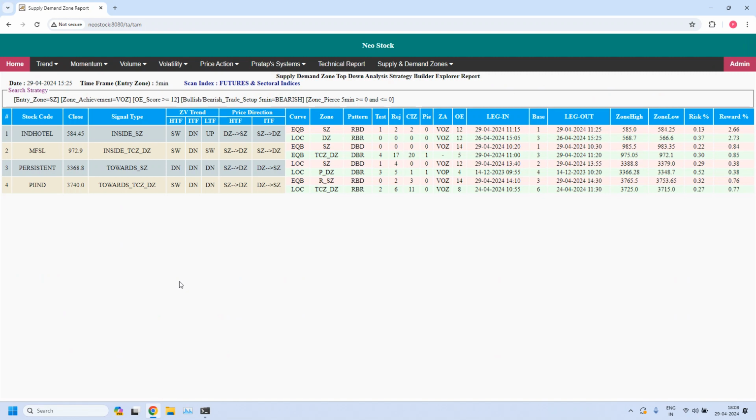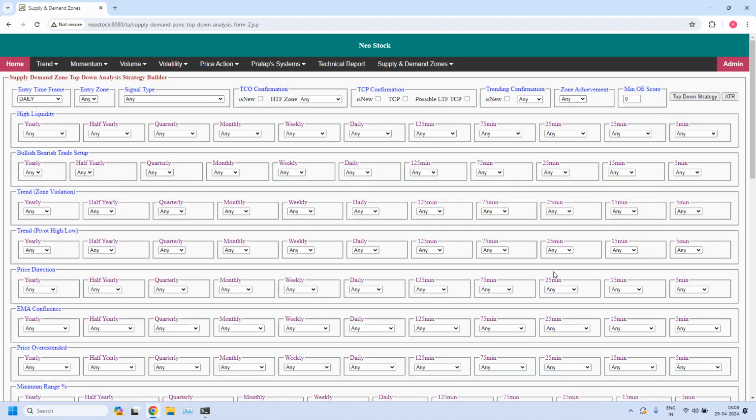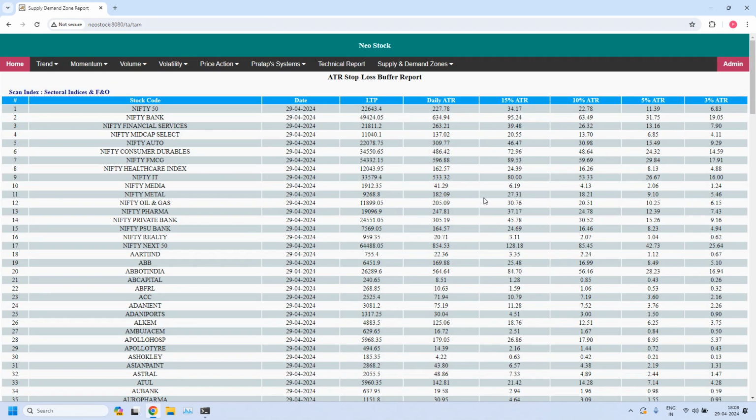So with this we have generated demand and supply zones, bullish and bearish trade setups for daily income trade and hourly income trade. The last report we will generate is the stop buffers based on daily ATR. So I am generating it based on daily ATR. This is the complete list. This is the daily ATR value in this column. And 5% ATR you have to use for DIT trade, and 3% ATR you have to use for hourly income trade.